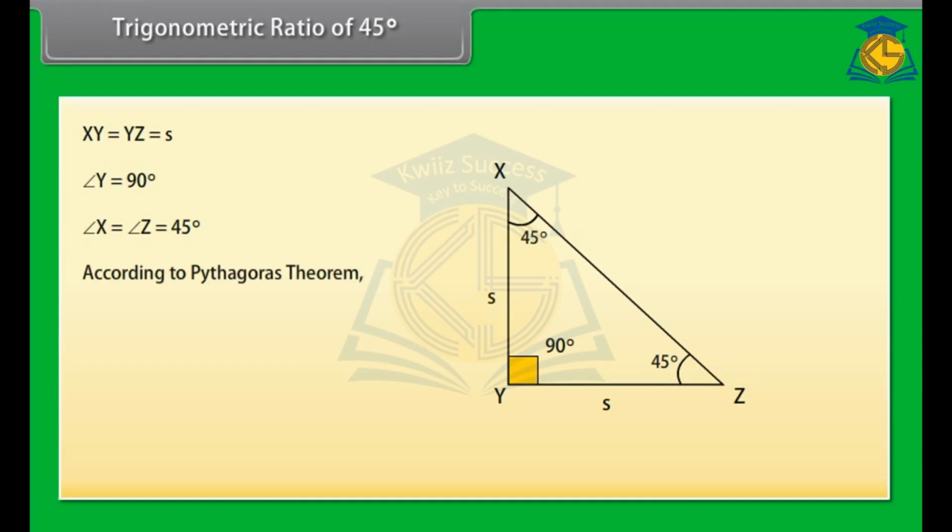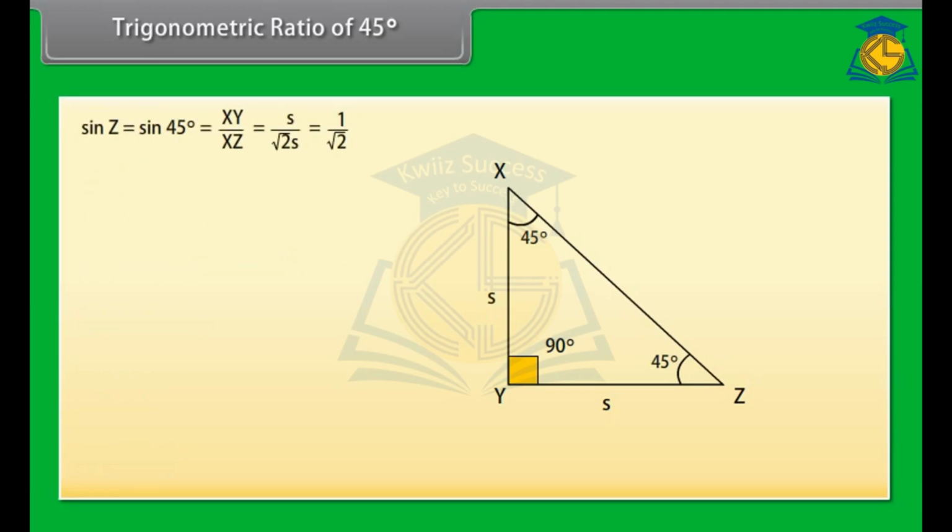According to Pythagoras theorem, XY square plus YZ square is equal to XZ square. By substituting the values, we get S square plus S square is equal to XZ square. XZ square is equal to 2S square, which gives XZ is equal to square root 2 S. Sin Z is equal to sin 45 degree, which equals XY upon XZ, which equals S upon square root 2 S, which is equal to 1 upon square root 2.